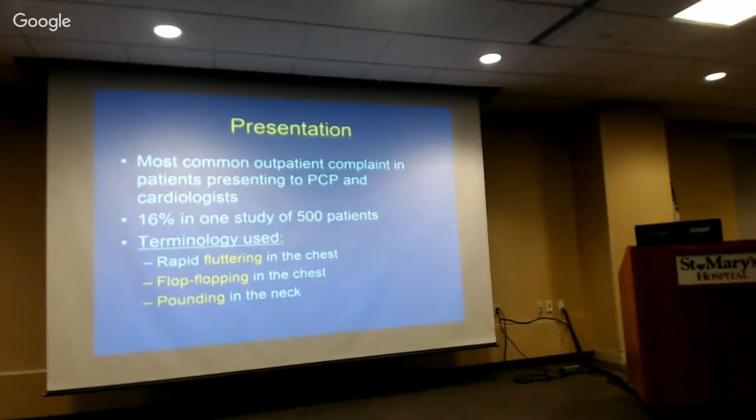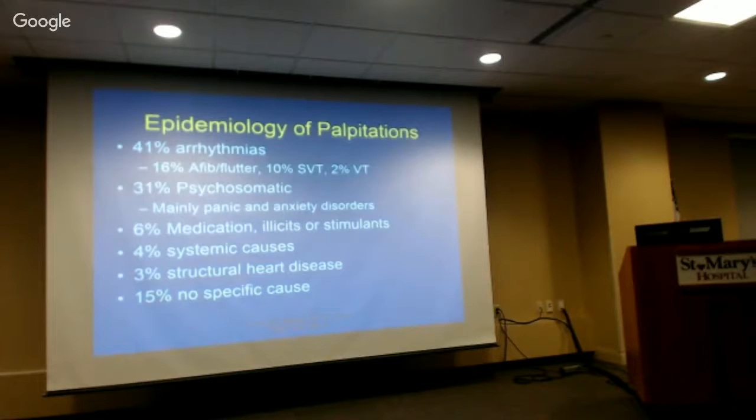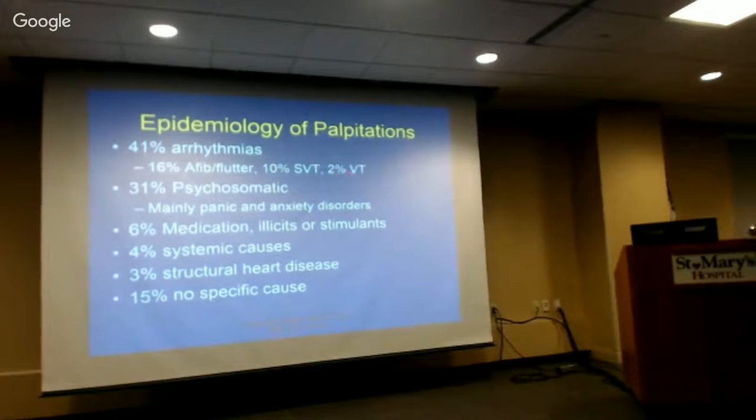As I mentioned before, it's one of the most common outpatient complaints in patients presenting to primary care providers and cardiologists. In one study of 500 patients presenting with cardiac complaints, it was 16% of them. The patients that present will use terminology such as a rapid fluttering in their chest, a flopping in their chest, or a pounding in the neck. What actually causes the palpitations is also highly varied. The number one cause is arrhythmias. If you break these down, many of them are AFib and flutter, as Dr. Patel was talking about. 10% are SVTs, the minority are ventricular origin.